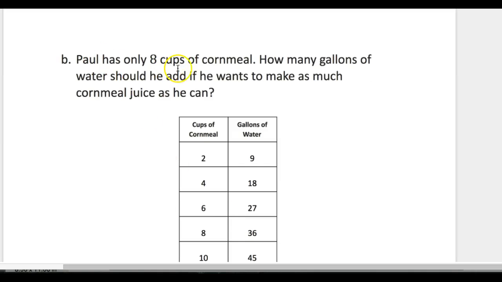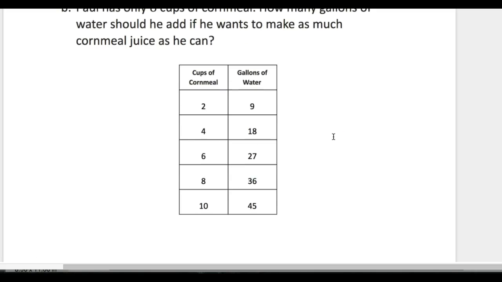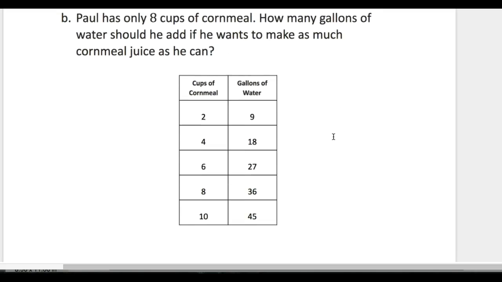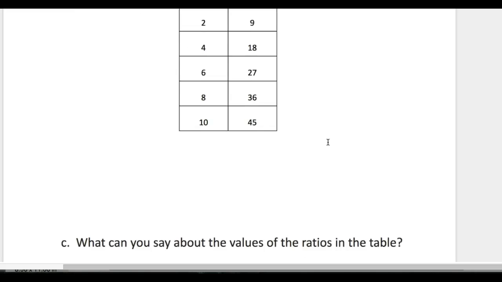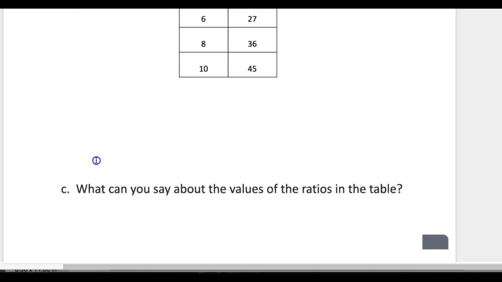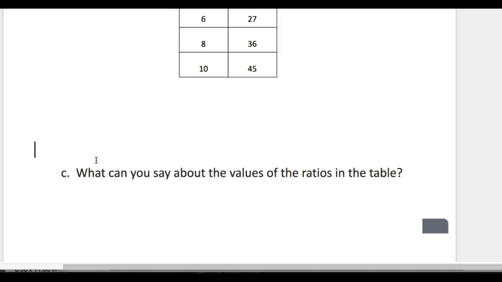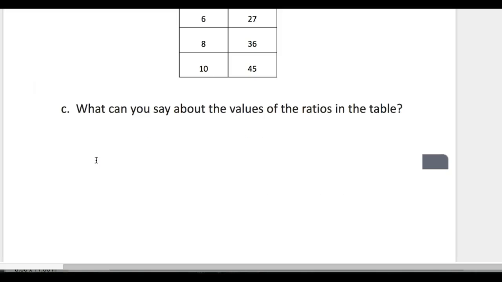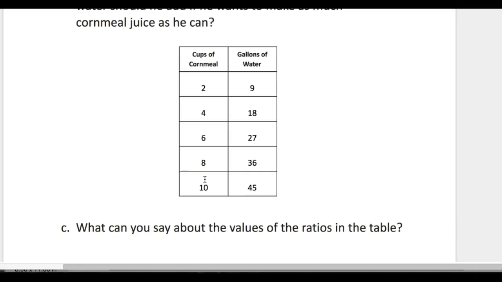Paul has only 8 cups of cornmeal. How many gallons of water should he add if he wants to make as much cornmeal as he can? C says, what can you say about the values of the ratios in the table? Well, you have to figure out what the values are in order to answer that question.